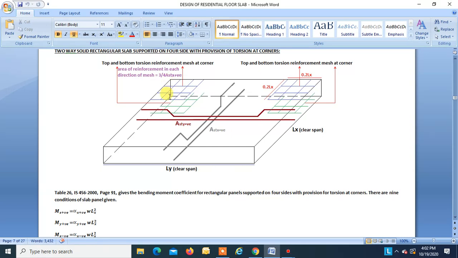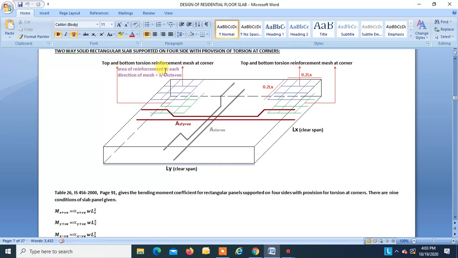We can see in this figure that torsion reinforcement has to be provided at the corners, and this is the top mesh and this is the bottom mesh, and the length or the size of the mesh should be 0.2 Lx. Okay, this is Lx, 0.2 Lx. And the steel to be provided is three-fourth of this Ast x. Ast x is the maximum positive steel along the shorter span, right?